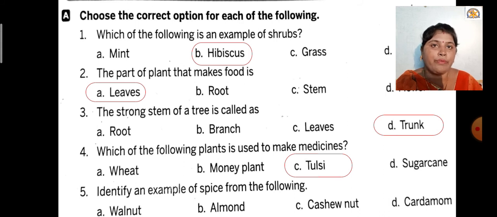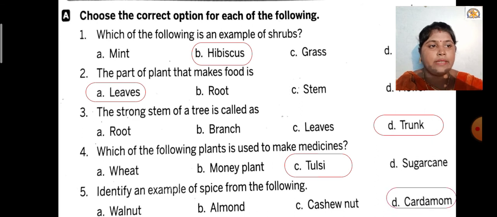Number 5 and the last question of this exercise A. Identify an example of spice from the following. A, walnut, B, almond, C, cashew nut and D, cardamom. Which is the correct answer? Yes, your answer is absolutely correct, and the answer is D, cardamom.